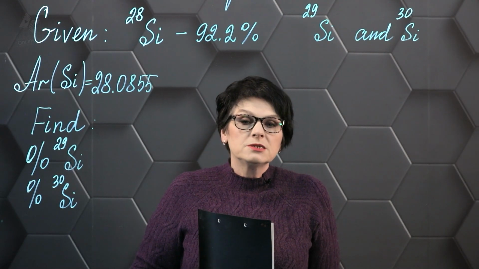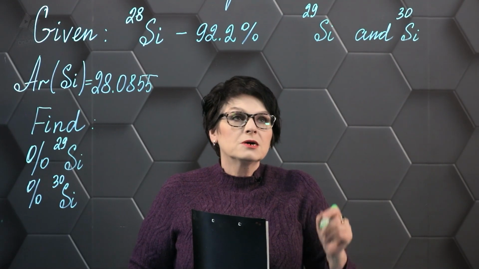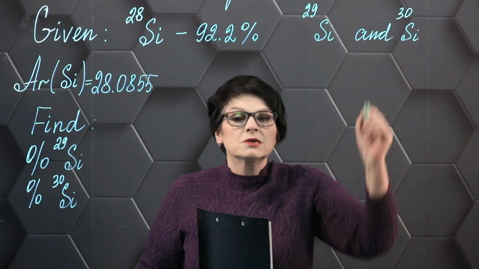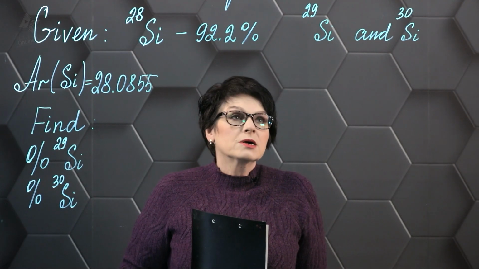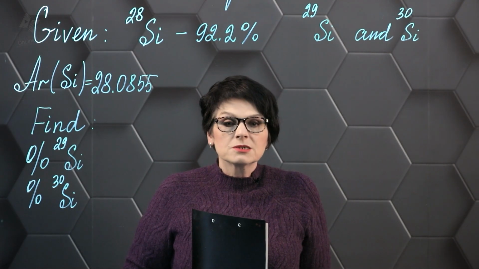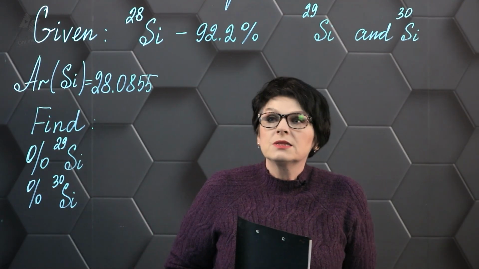What is required to be found? It is required to find how many percent of the remaining 2 isotopes of silicon, about which there is no data on the percentage composition. So, how do we solve this?